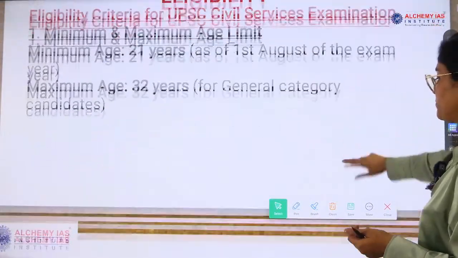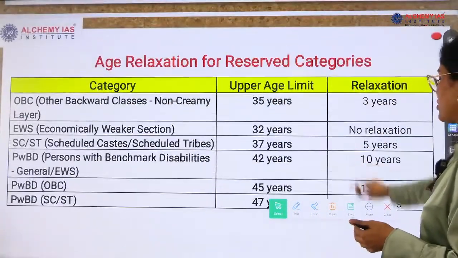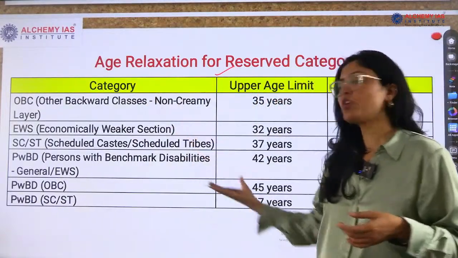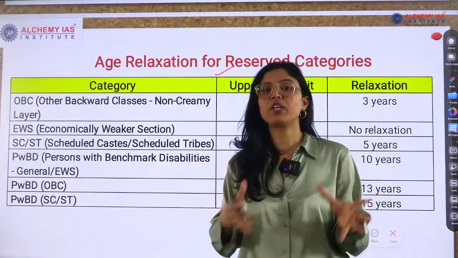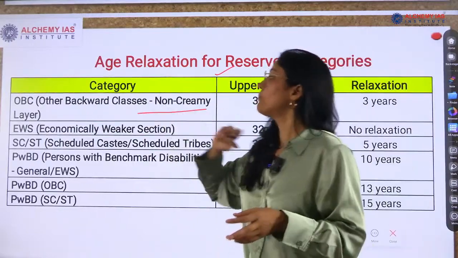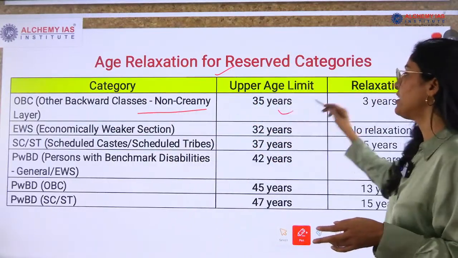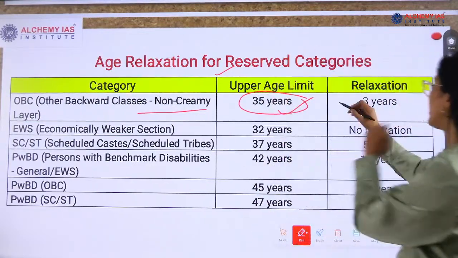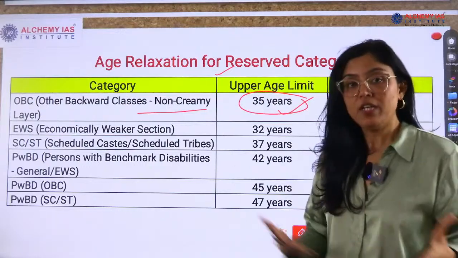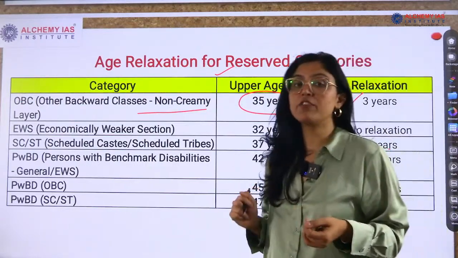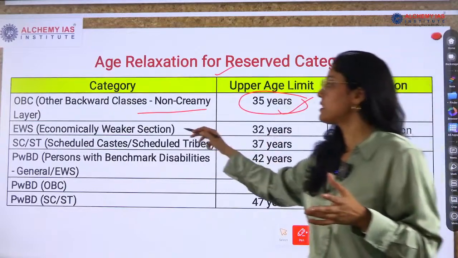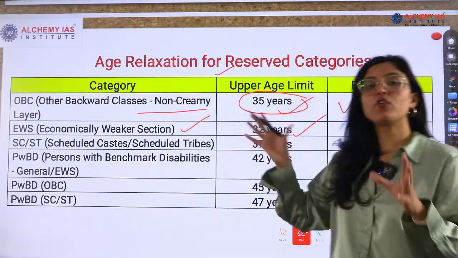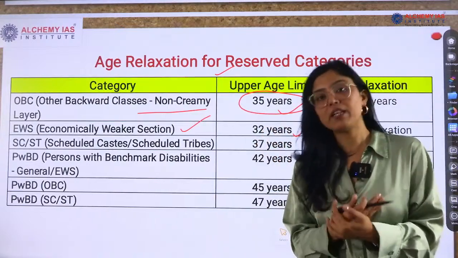Next is age relaxation for a reserved category student. Same thing. So we should know according to which category how much relaxation we are getting. First is OBC, non-creamy layer. For 35 years they can write this examination, and number of attempts also differ. And 3 years relaxation is given to OBC candidates. Next is EWS, economically weaker section, and they are also given only 32 years of age to write this examination.